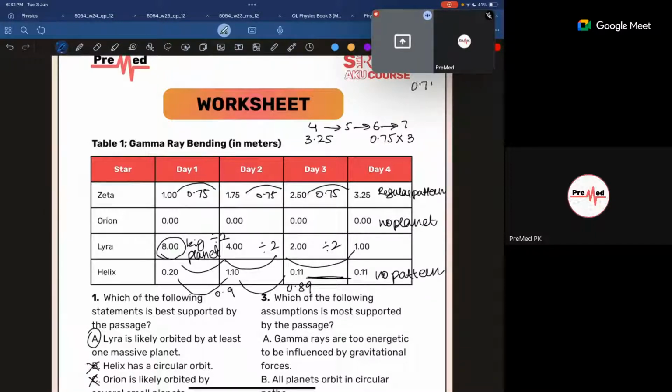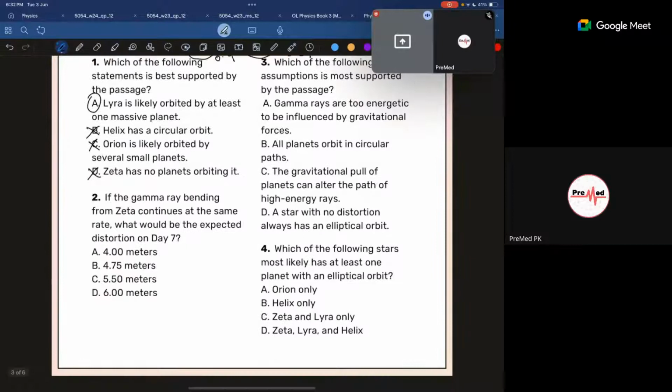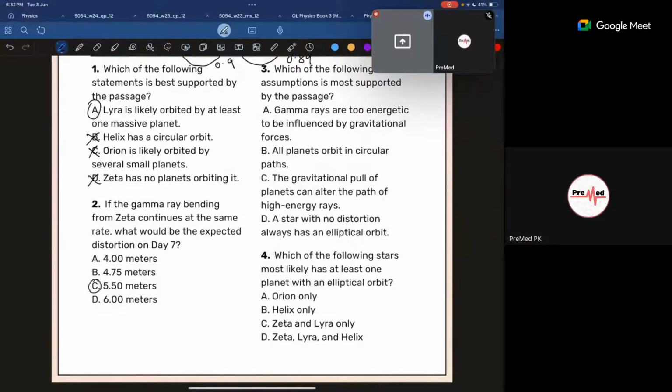I'll calculate side by side. This will give us 2.25, and then we will add this to 3.25, which gives us an answer of 5.5. And we can see that 5.5 is in option number C. So if there's any confusion in this part also, please do message.